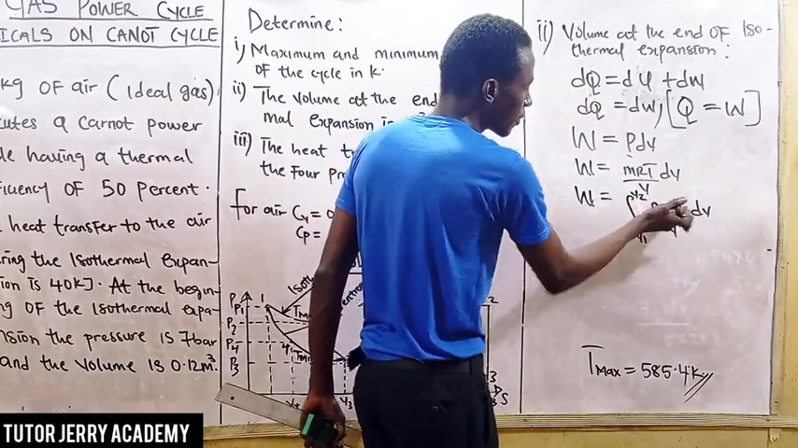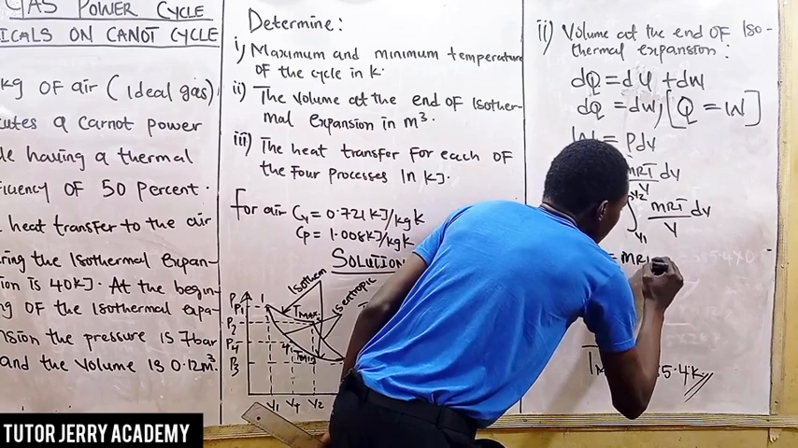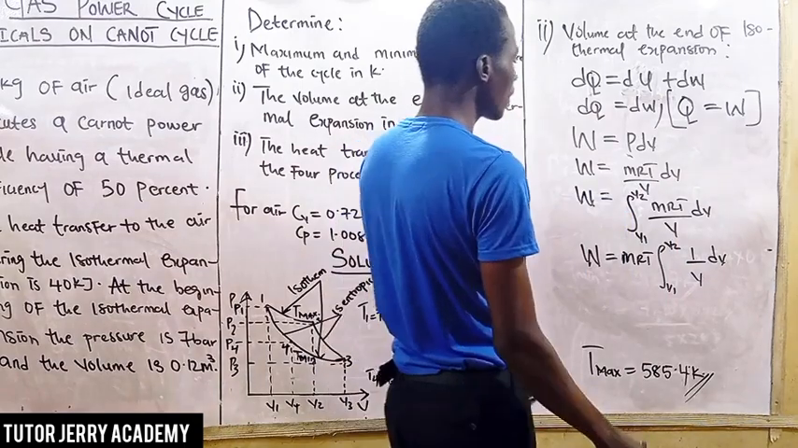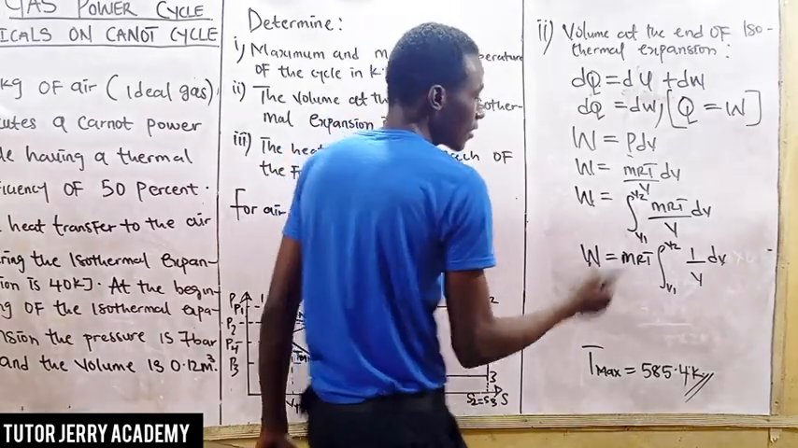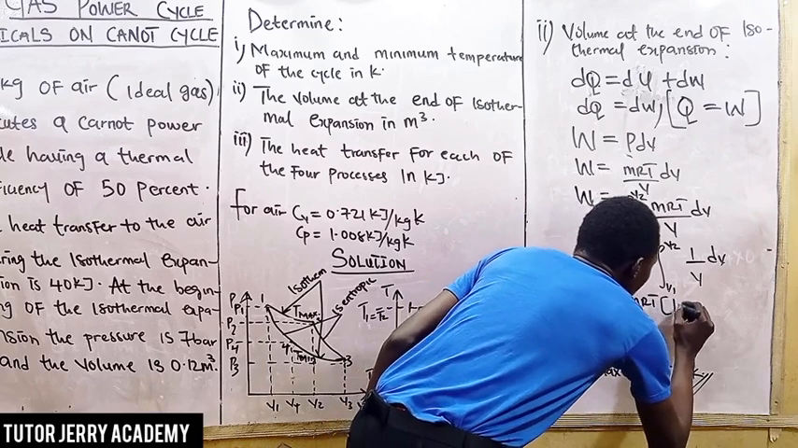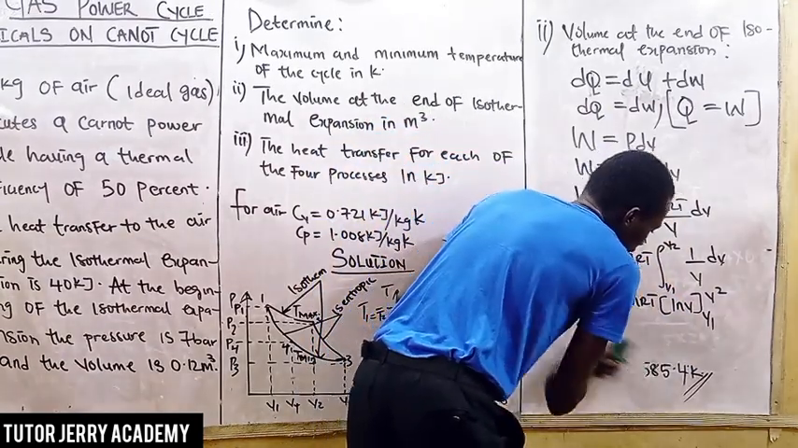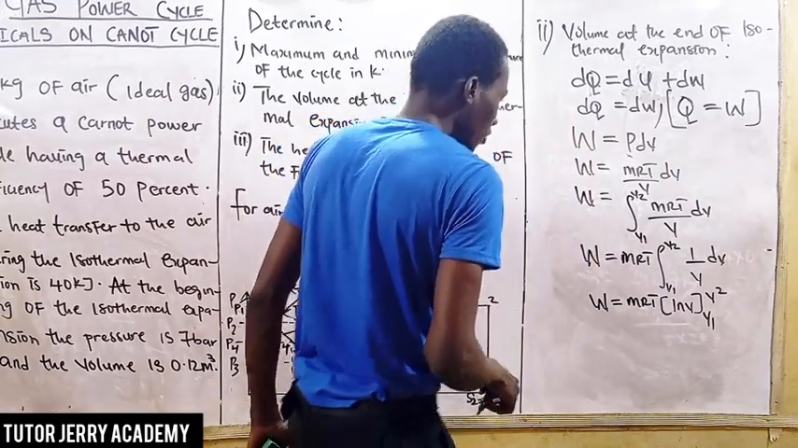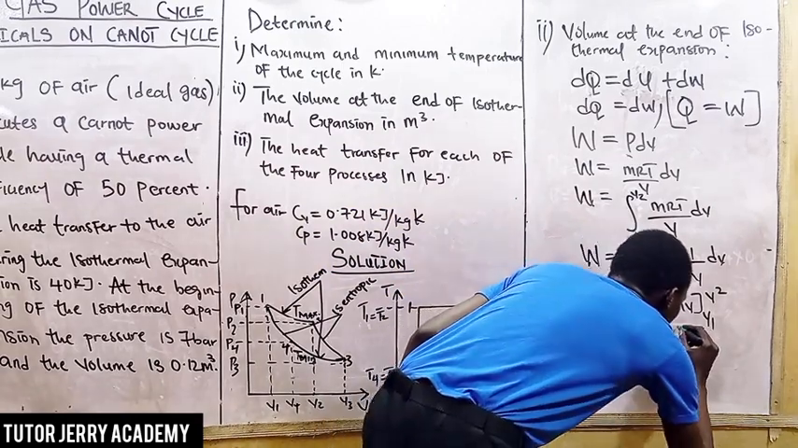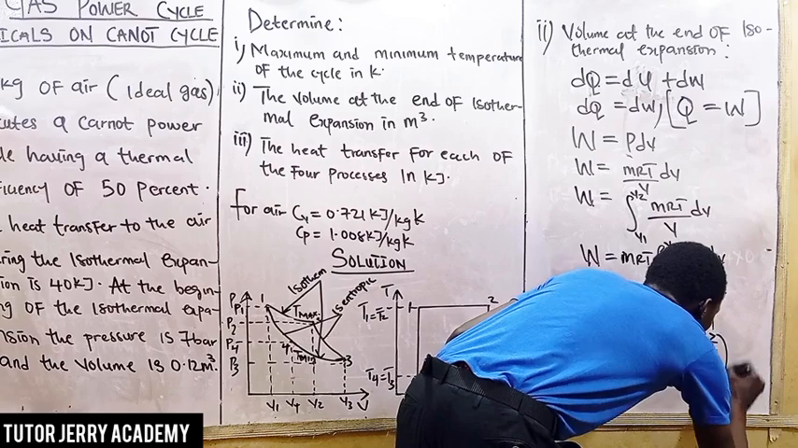I'm going to be taking MRT, which is constant, outside the integration sign. So W will be equal to MRT, the integral from V1 to V2 of 1 all over V dV. Of course, we know that the integral of 1 over V is nothing but ln V, the natural logarithm of V. So we have W equal to MRT ln V. Our limit still remains from V1 to V2. So I'm going to be substituting my limit. If I substitute my limit, I have W equal to MRT times the ln of V2 all over V1. So this is what I have here.